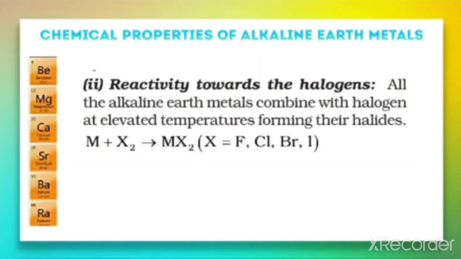Next is the reactivity towards halogens. All the alkaline earth metals combine with halogens at elevated temperatures, forming their halides. Here the reaction is between the alkaline earth metal and a halogen, generally represented as X2. So there is a formation of halides, which are called metal halides. The general formula for a metal halide is MX2.